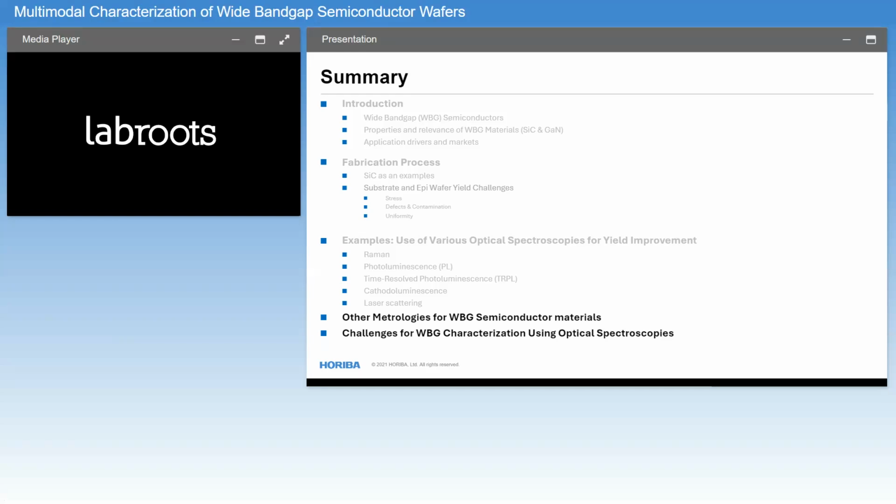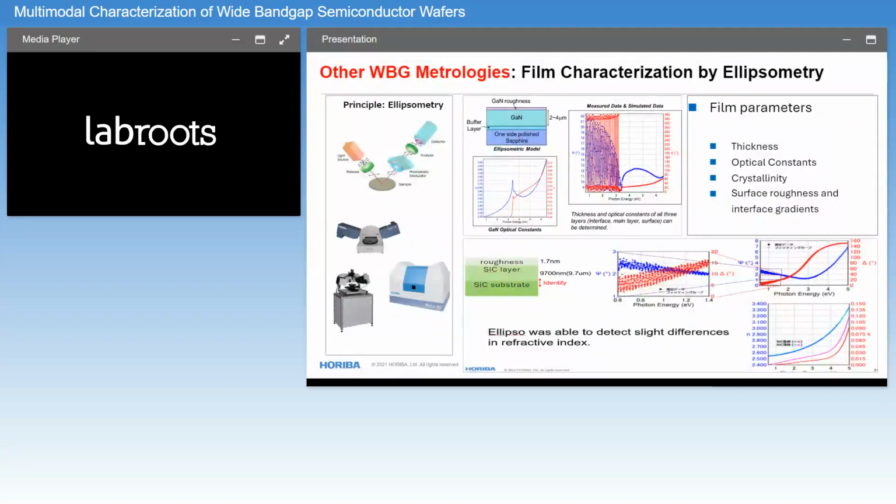Okay, so I will transition here to some of the other metrology modalities that are used for characterizing wide bandgap materials outside of the realm of stress, defects, and uniformity. And for that, we're going to start with legacy thin film techniques like ellipsometry. I will not dwell too much on this slide, except to say that ellipsometry is a well-known technique for thin film material characterization, and you can get things like the thickness, optical constants, crystallinity, and a lot of the interface effects, such as roughness and gradients. All of those can be properly characterized using ellipsometry.